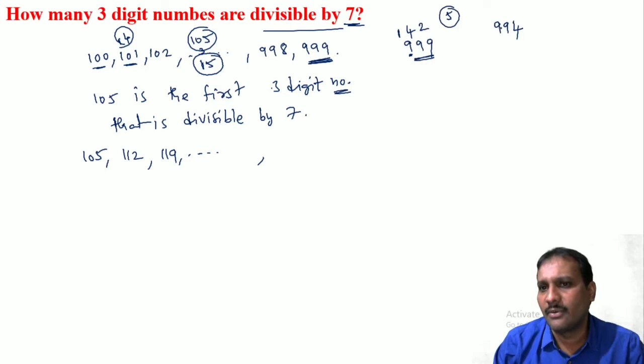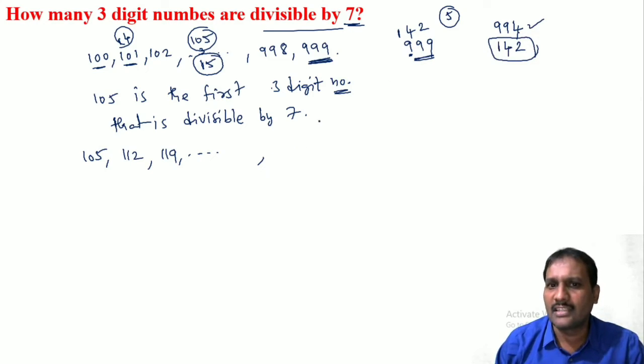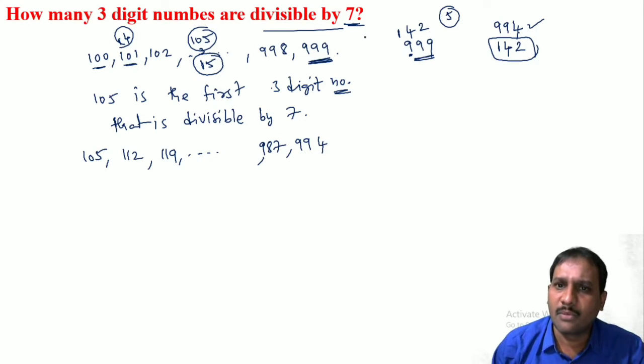So let us divide it by 7. 7 1s are 7, 7 4s are 28 and 7 2s are 14. So 994 is the last number. Therefore you can write it up to 994. Or what is the term before this? Just subtract 7 from this, 987. So these are the list of 3-digit numbers which are divisible by 7.